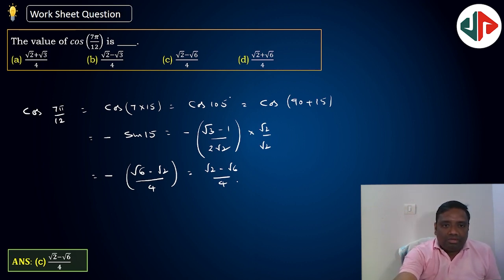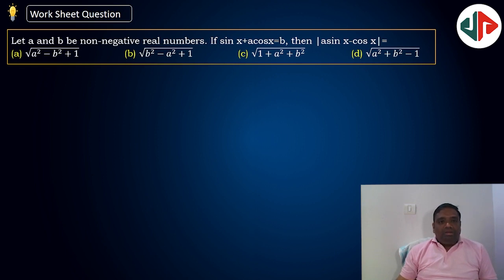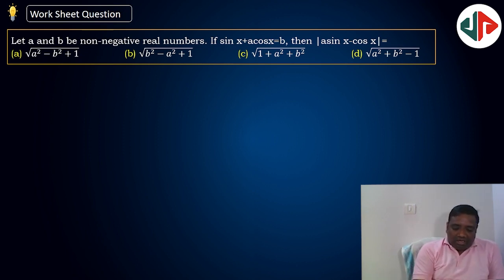Trigonometric values concept. Here A and B are any non-negative real numbers. Sin x plus A times cos x is equal to B. Then the magnitude of A sin x minus cos x value is always equal to something. It is a direct formula. Here what is given? Sin x plus A times cos x is equal to B is given. I want A sin x minus cos x. Just square on both sides and simplify.